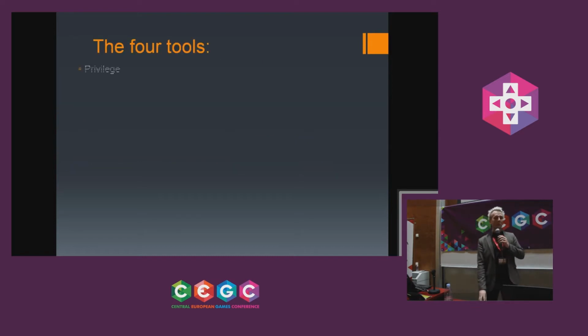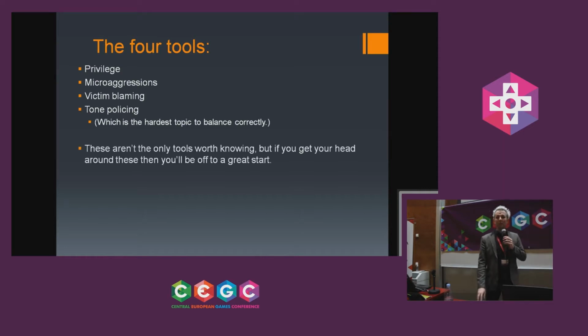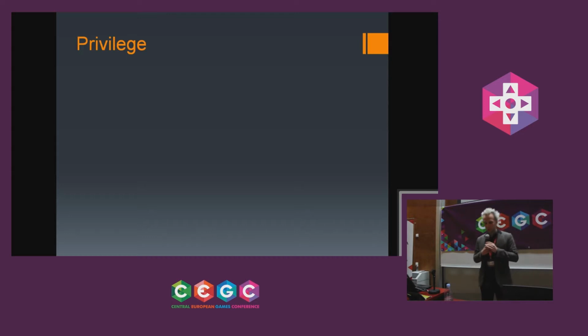So the 4 tools we're going to be talking about today are privilege, microaggressions, victim blaming, and tone policing. Victim blaming has a little bit heavy stuff in it. I will tell you when that point comes along, and there's a way of avoiding it. Tone policing is probably the hardest one, the most complicated one to really balance right. It is quite a complicated issue, but we'll talk about that when we get there. These aren't the only tools worth knowing, of course. There's many, many aspects of diversity that are really worth getting your head around. But once you understand these, you're off to a great start. So let's start off with privilege.